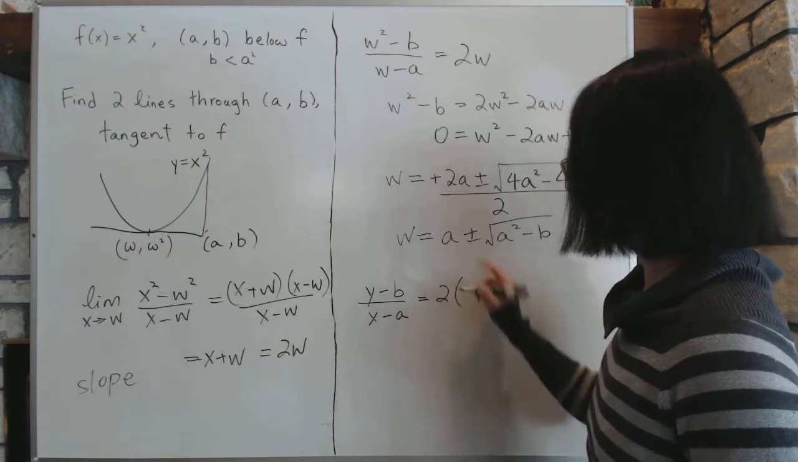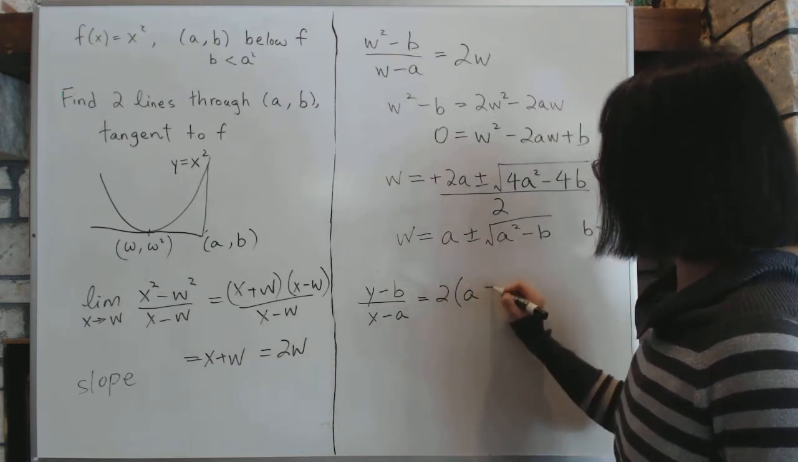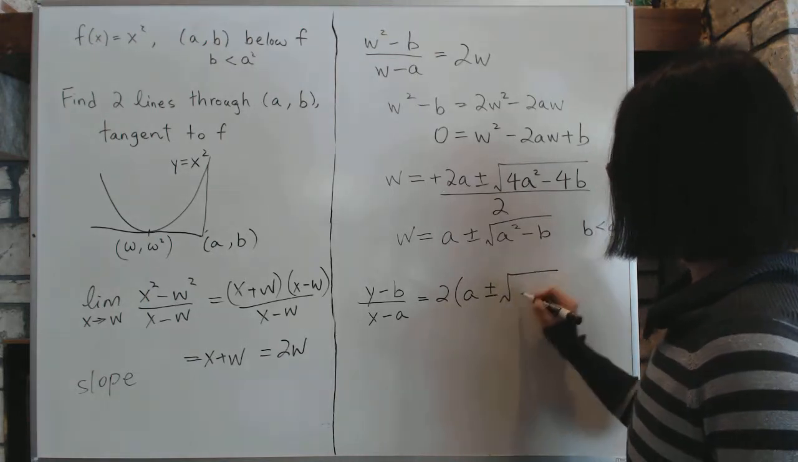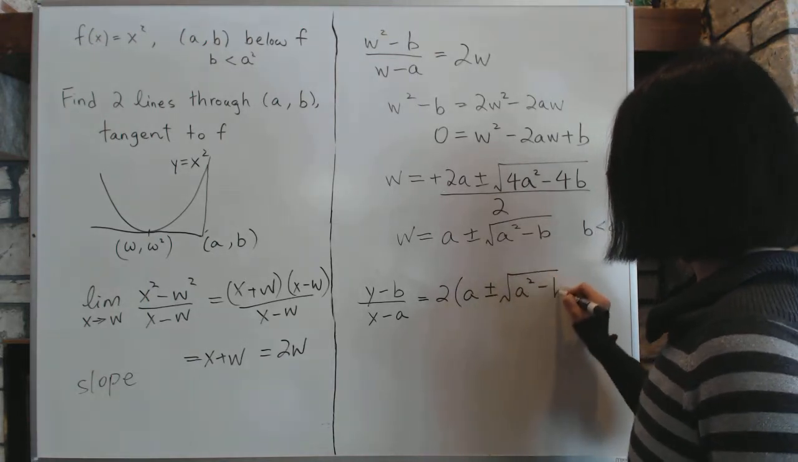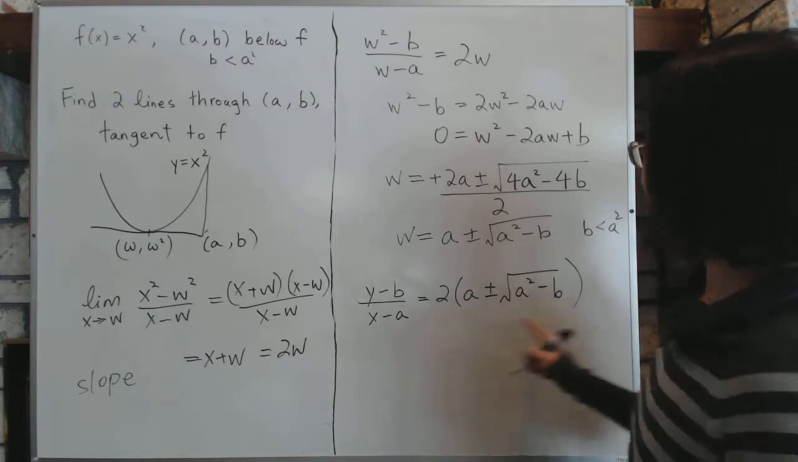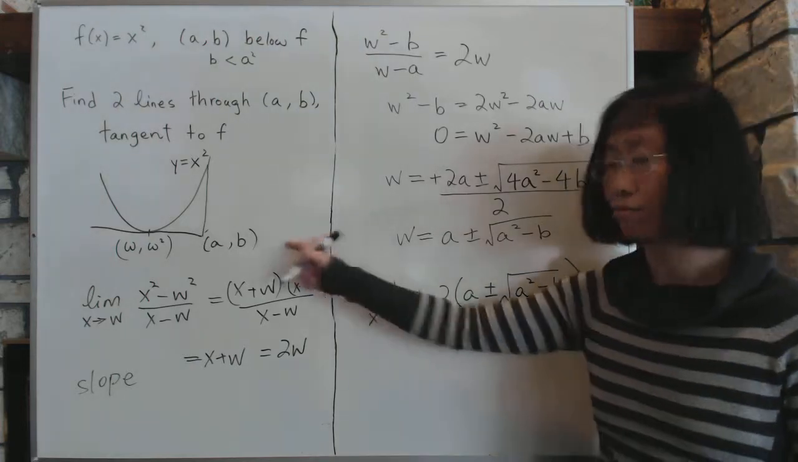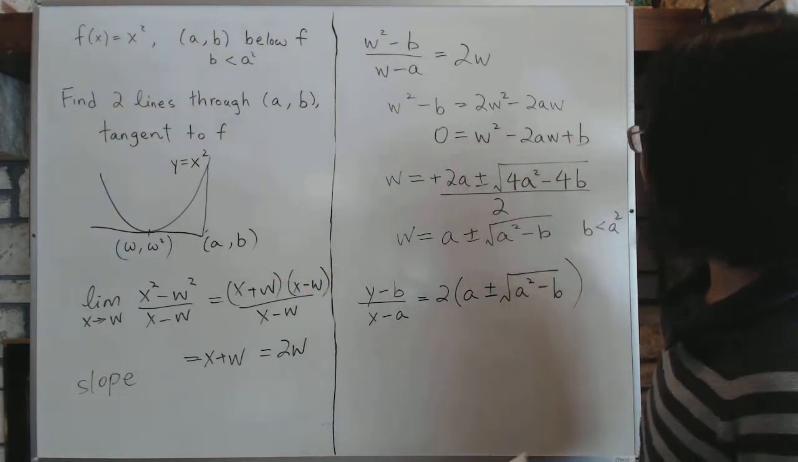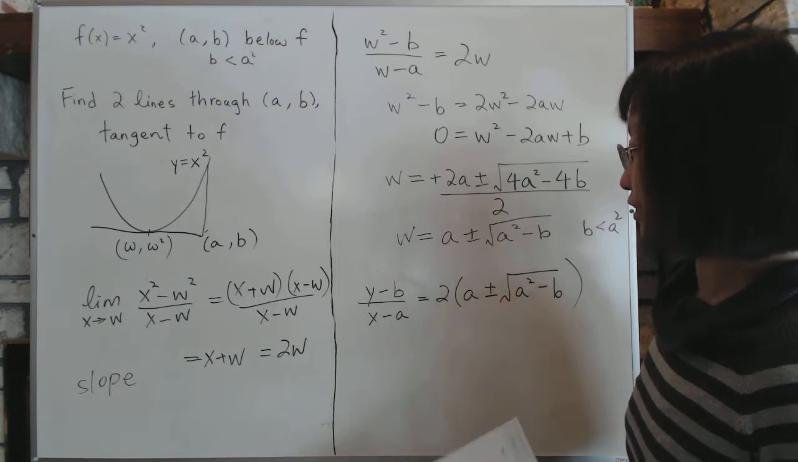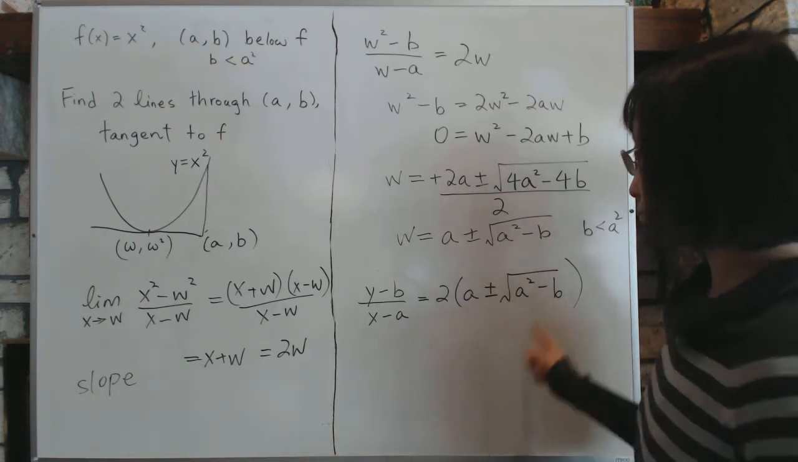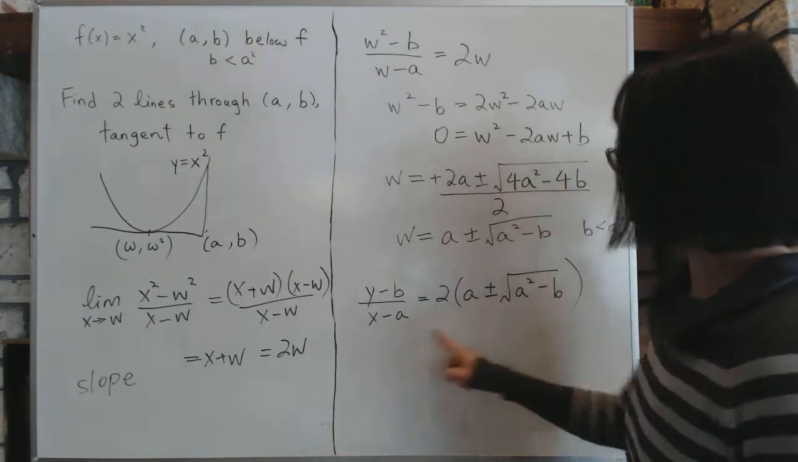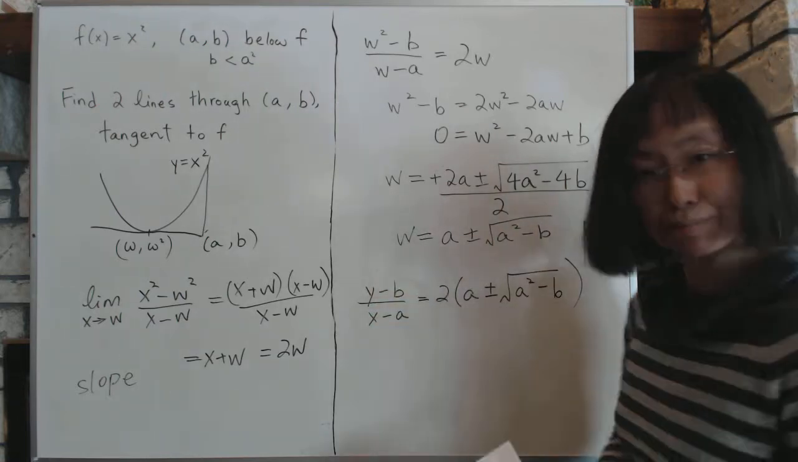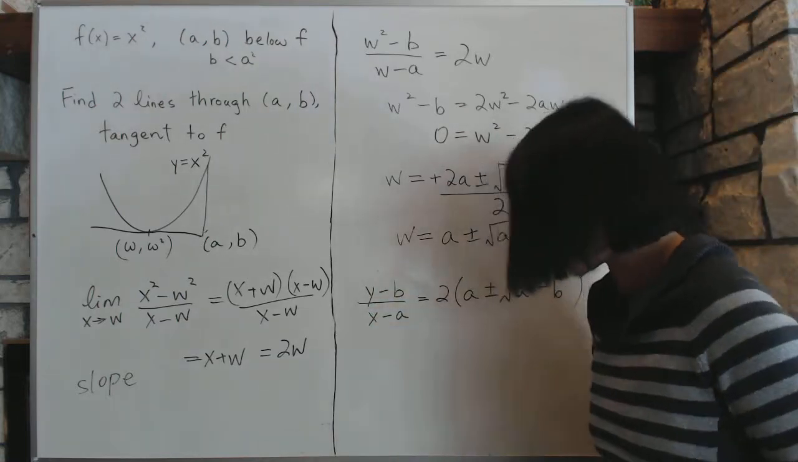So 2 times the w, which is a plus or minus square root a squared minus b. And that is the two equations of what we are looking for. You see, each one is one equation. And then you can write that out longer, but this should be sufficient. This is as short, as simplified as it's going to get.